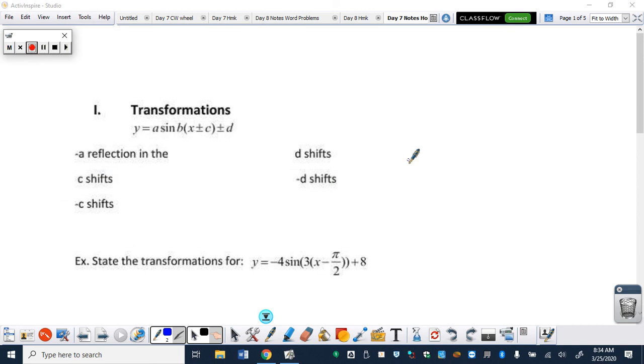Hi everybody, we're going to do day 7 notes today. Please find the page in your note packet that starts off with Roman numeral number 1, transformations. This is their day 7 notes.